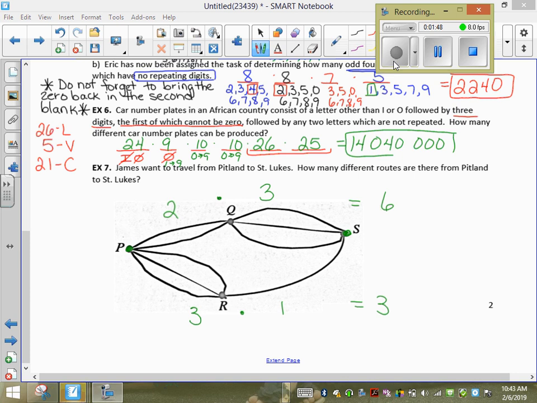Most people can get to that point, but then they don't know now, should I multiply the 6 and the 3 or add the 6 and the 3? So we have to decide, is it and or? Do we have to take these paths on the top and these paths on the bottom to get to S? Or can we take these paths on the top or these paths on the bottom to get to S? It's or, right? It's either these ones or these ones. So what are we going to do with those 2 numbers? Add. So there's 9 different routes from Pitland to St. Luke's.